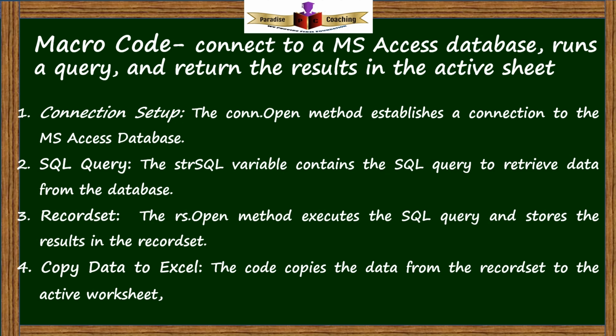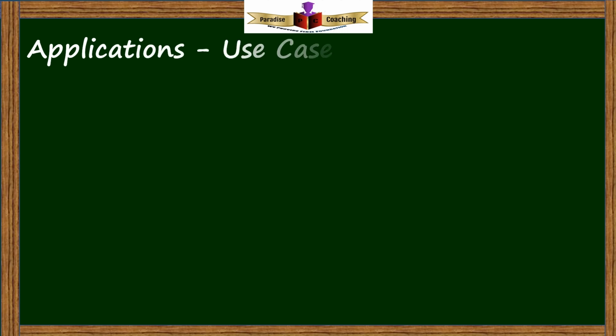4. Copy data to Excel. The code copies the data from the record set to the active worksheet. Applications, use cases.